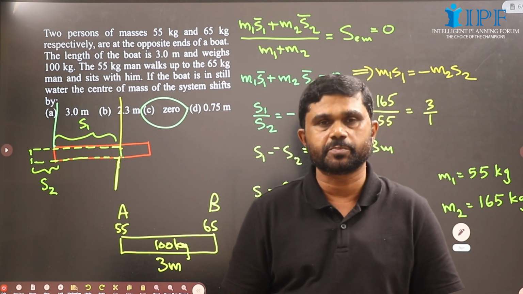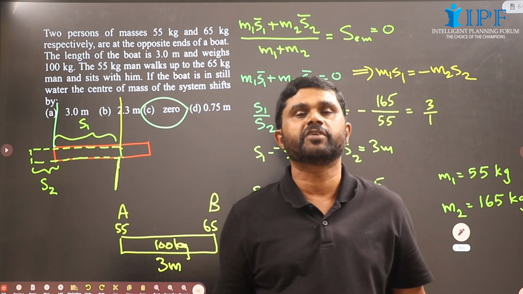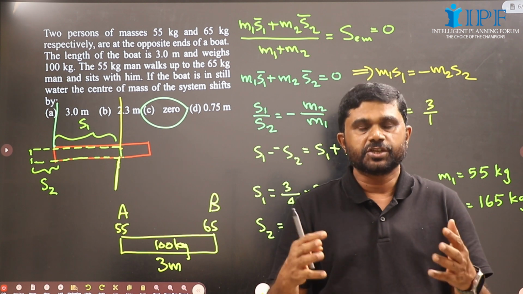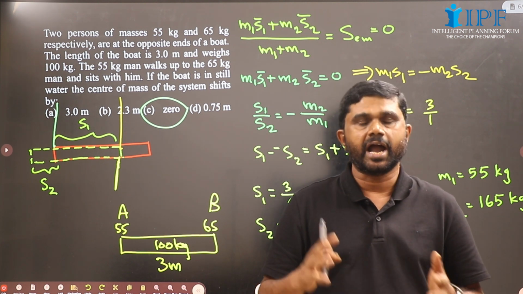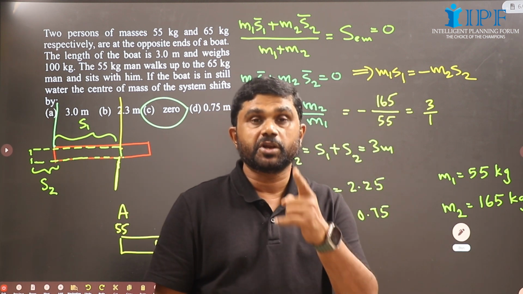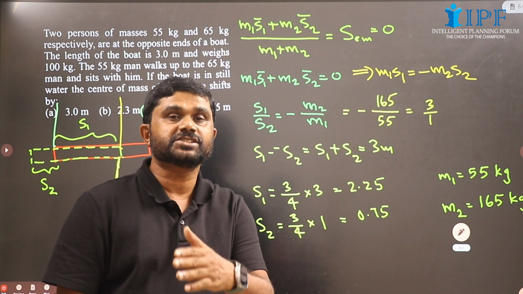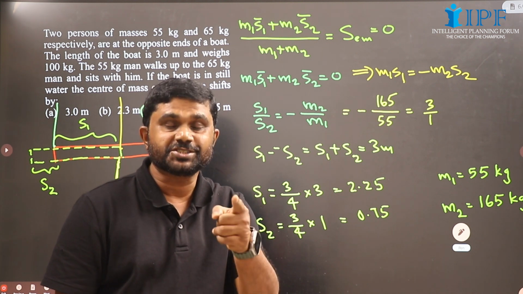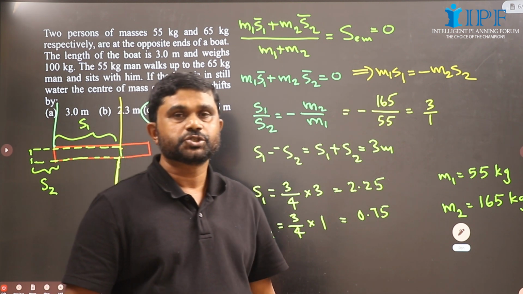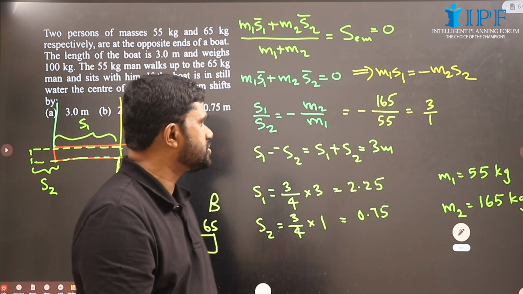What is the relative displacement? What is the relative velocity of 1 with respect to 2? It is simply V1 minus V2. Similarly, displacement will be S1 minus S2. Acceleration will be A1 minus A2. So here the displacement of the man with respect to the rest of the system will be S1 minus S2, but S2 itself is negative. So S1 minus S2 is S1 plus S2.